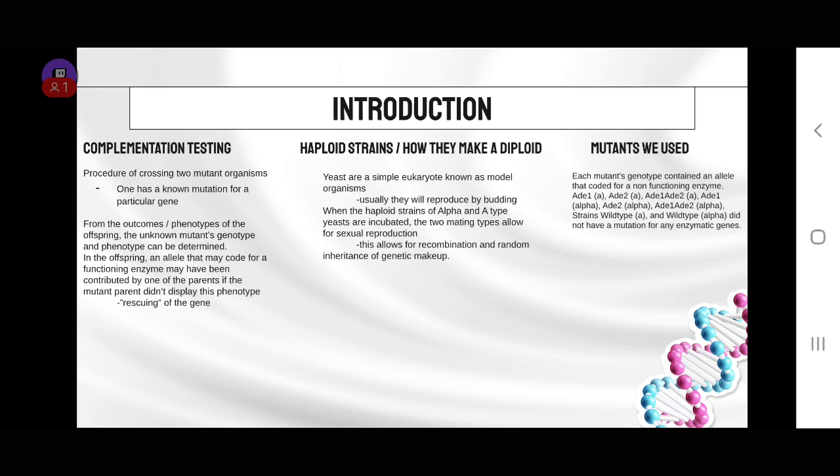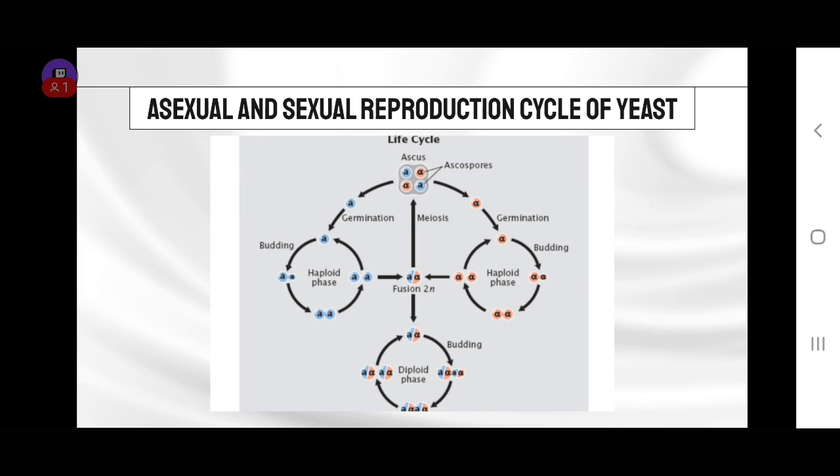The haploid strains of our model organism, we used yeast in this experiment, and they are a simple eukaryotic organism. Usually, yeast will reproduce by budding, which is asexual reproduction, in which there isn't a lot of genetic variation. As you can see, the life cycle of a yeast consists of the formation of an ascus, which gives off ascospores. These ascospores will germinate on either side of the chart. We have the budding period of the haploid phase, where this is just meiotic division. It's asexual reproduction.